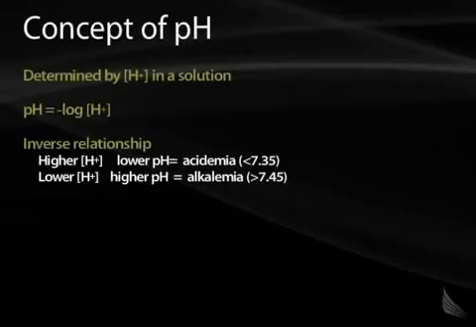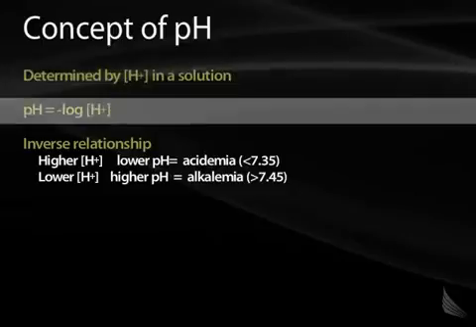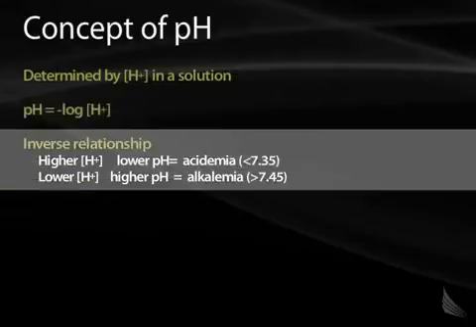Before we talk about acid-base physiology, we should first review the concept of pH. pH is determined by the concentration of hydrogen in a solution. The pH is equal to the negative log of the concentration of hydrogen. pH and hydrogen concentration have an inverse relationship, where the higher the hydrogen concentration, the lower the pH, and the lower the hydrogen concentration, the higher the pH.